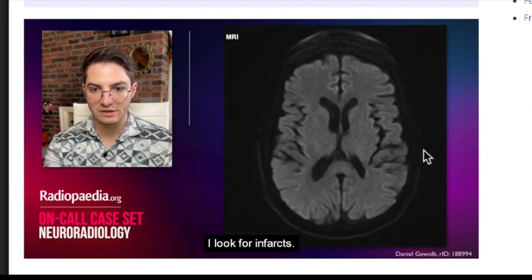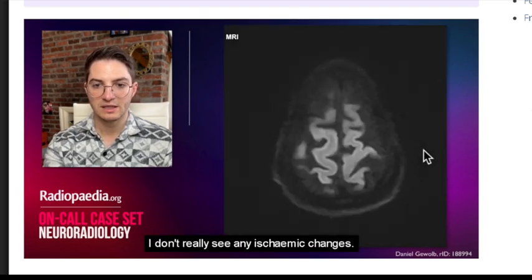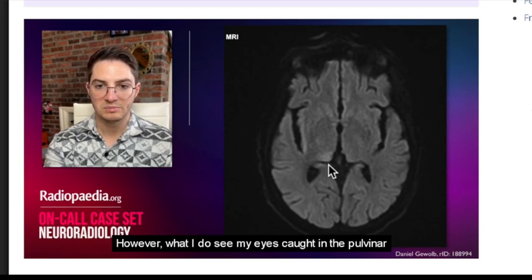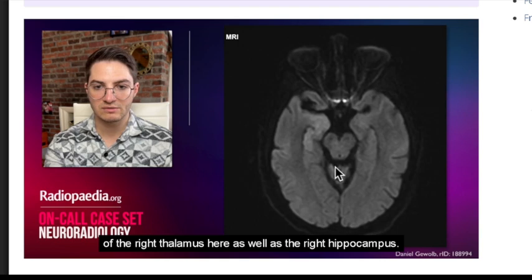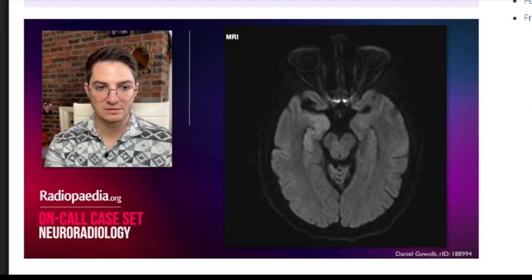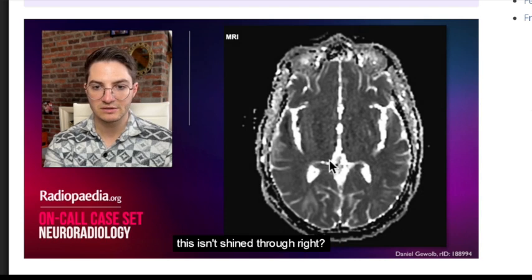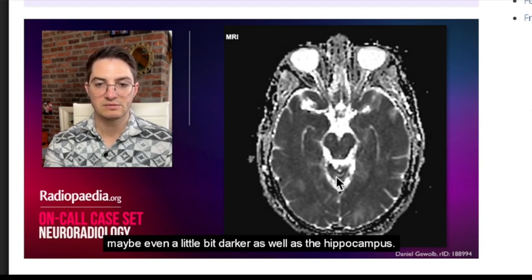We want to look for infarcts. I don't really see any ischemic changes. However, what I do see, my eyes caught in the pulvinar of the right thalamus here, as well as the right hippocampus, there's pretty bright signal, and we confirm that on the ADC. This isn't shine through, right. This is similar to the parenchyma here, maybe even a little bit darker, as well as the hippocampus.